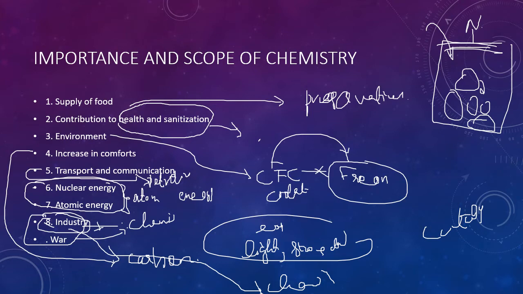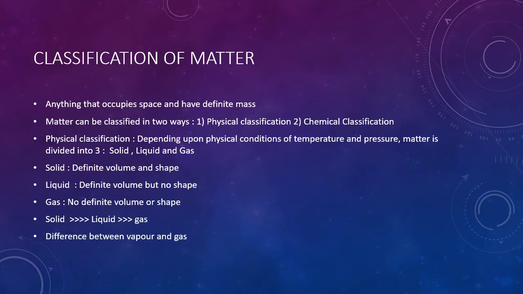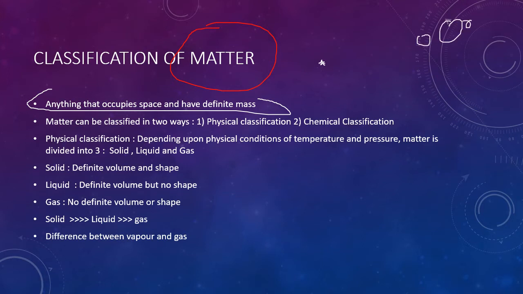So let's go to the next slide and understand the classification of matter. Before going to classification of matter, let's first understand what matter is. Matter is anything that occupies space and has a definite mass. For example, from a dust particle to the sun, earth, moon, or anything, all of these are considered matter because they occupy space and have a definite mass.